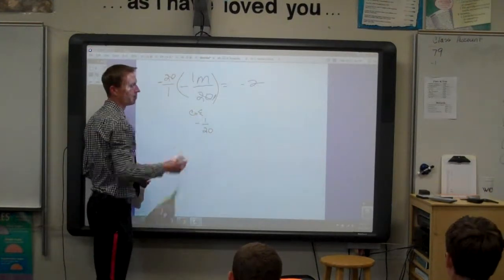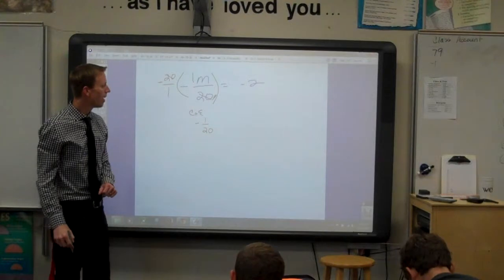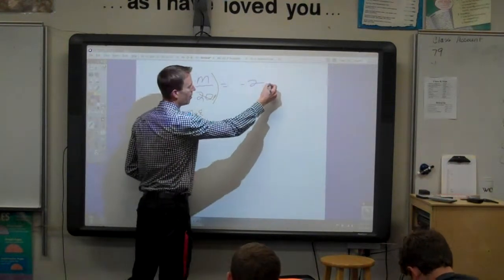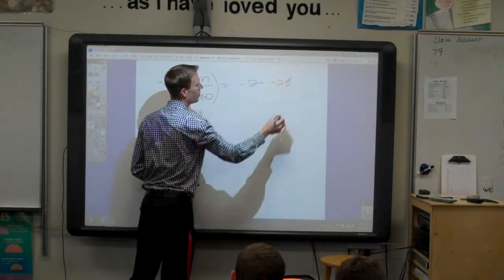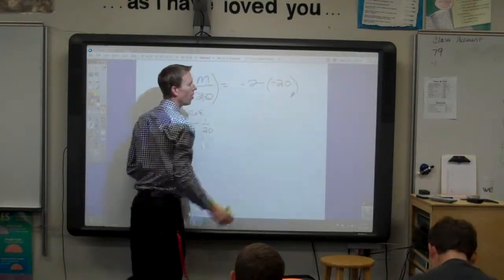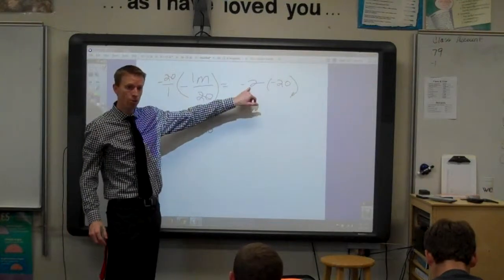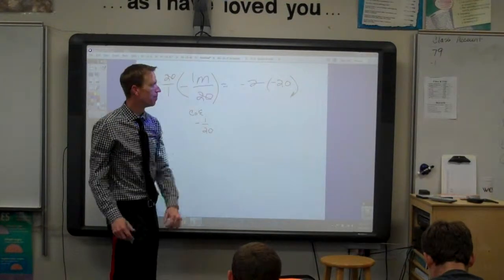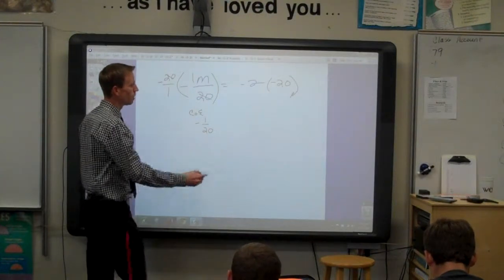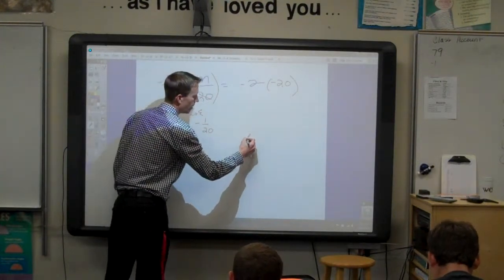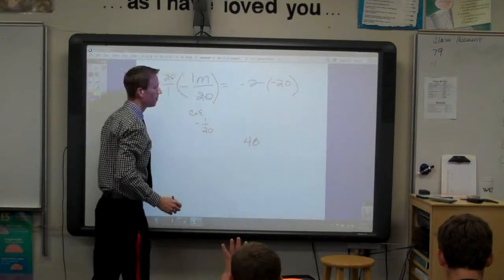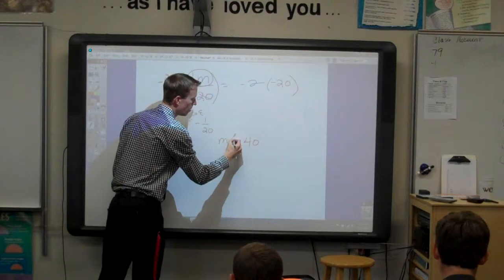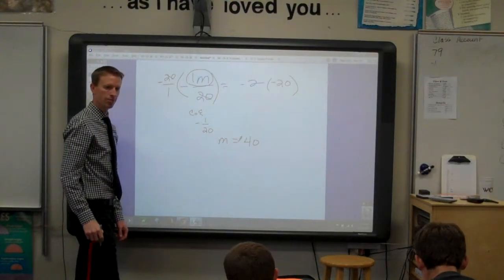Cross out the 20s, and multiply by the same thing on the other side. Negative 20 times negative 2. We could put it over 1, but since negative 2 is not a fraction, we don't need to multiply it by the fraction form. So, just multiply. This is positive 40. We're left with 1m here. So that proves our solution.